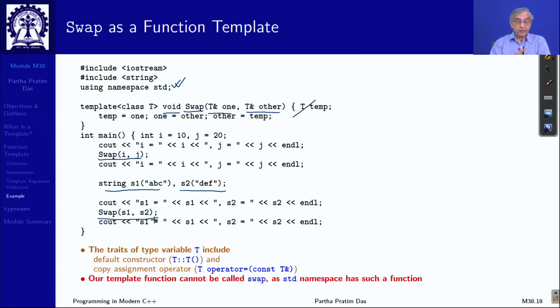Now, the question is, what is the trait of this type T that I am using for swapping?